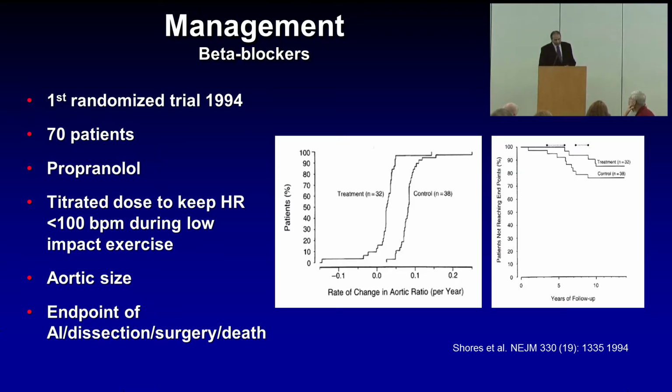And then this was a randomized trial where they looked at patients who were treated with the beta blocker and without beta blocker, and this showed that patients who were treated with beta blocker had a lower rate of aortic growth. So that's a big message to take away from that. So forget about all the other things. The dose was used to titrate to keep your heart rate under 100 during low impact exercise. So it means that they had to give them such high doses to make sure that their heart rate doesn't rise rapidly when they did exercise. So that was the idea behind using high doses of beta blockers.